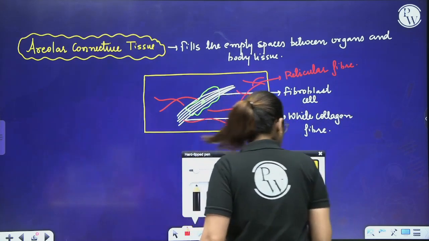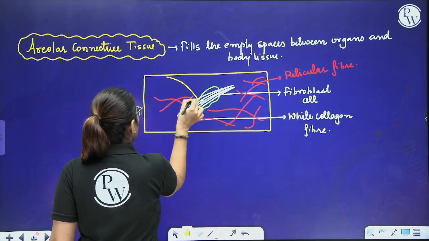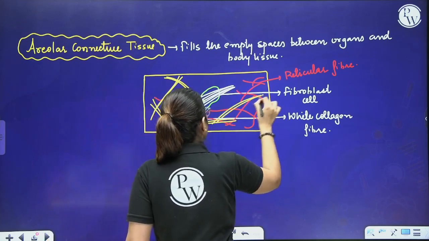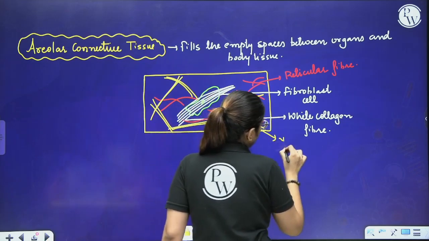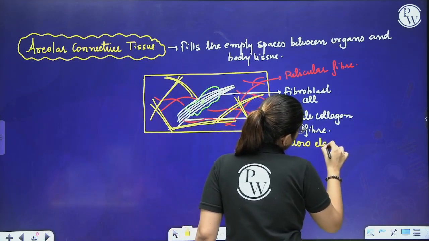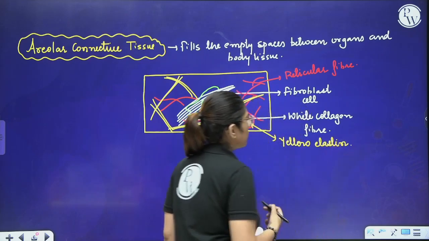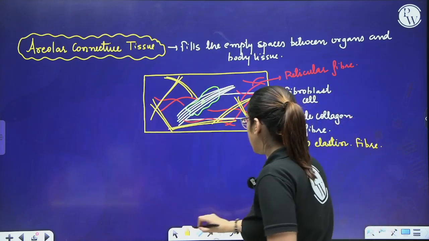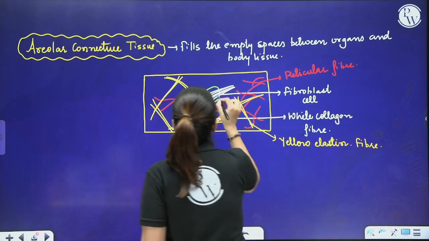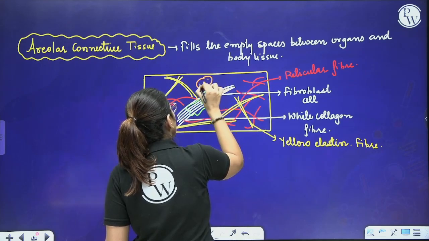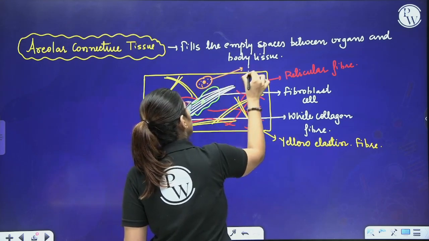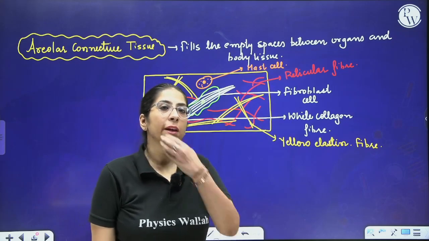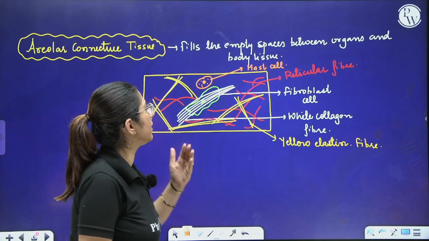Other than that, like I told you, some yellow fibers are also present. And what are these yellow ones? The elastin fibers, right? We have talked about it. Yellow elastin fibers are also present. What about next? Like I told you, some cells will be present. So this is how I am making some cells. This is the mast cell, and mast cells are responsible for the production of histamine and serotonin, you remember, right? So granules you can see.